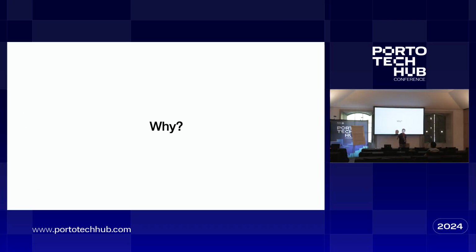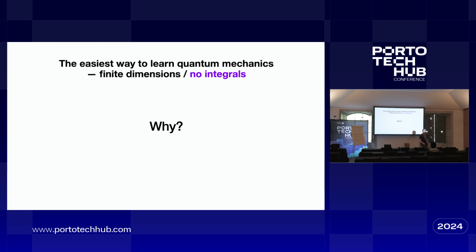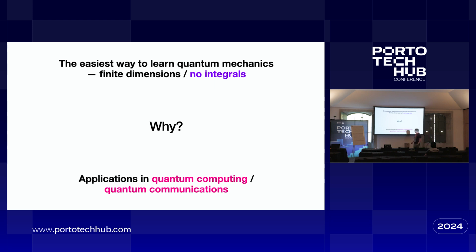So why are we going to do this? First of all, quantum information is, in some sense, the easiest way to learn quantum mechanics. You are working with a finite dimensional Hilbert space, a finite dimensional vector space. You are working with finite matrices, finite vectors, no integrals. It has applications in quantum computing and quantum communications, stuff which doesn't exist today. Well, it exists, but in labs. But we're going to see what happens over the next 10 years. IBM are currently scaling up their quantum computers.